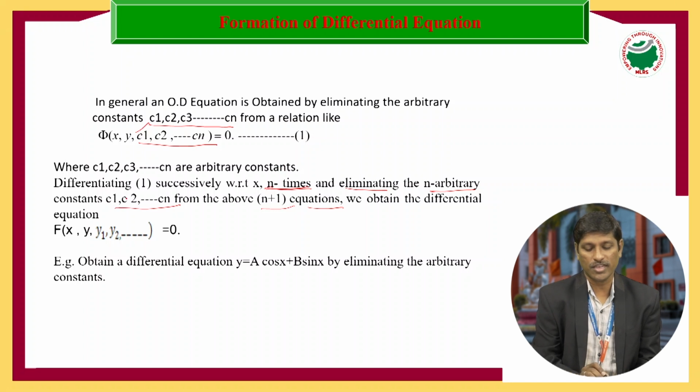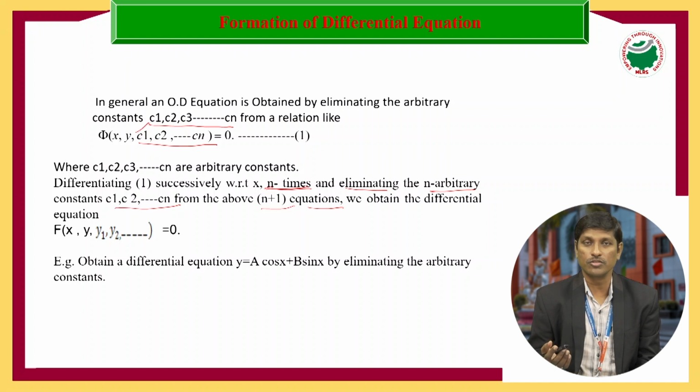And next what they are saying, differentiating successively n times. It means how many arbitrary constants are there. Suppose one arbitrary constant, we need to apply one time derivative. Two arbitrary constants, two times derivative. Three arbitrary constants, three times derivative. Based on the given equation, however many arbitrary constants there are, that many times we need to apply the derivative, right? So here two arbitrary constants are there, then we have to apply two times.